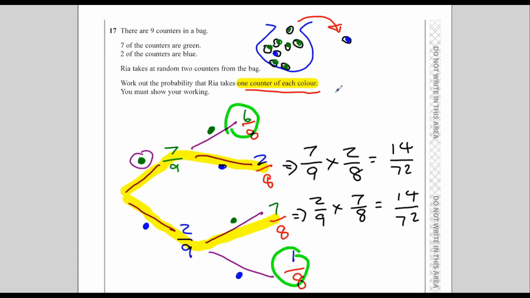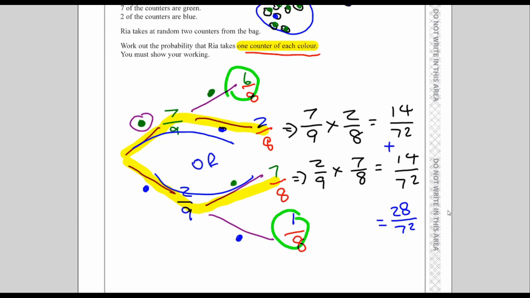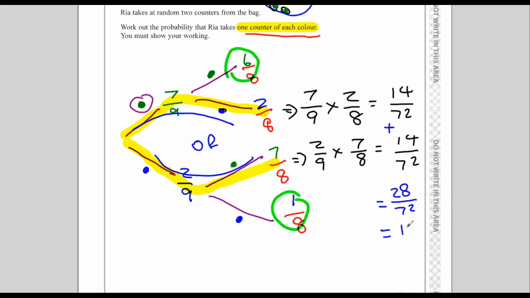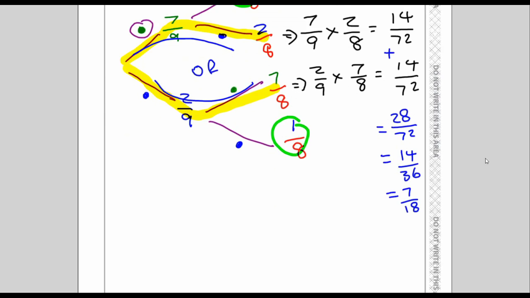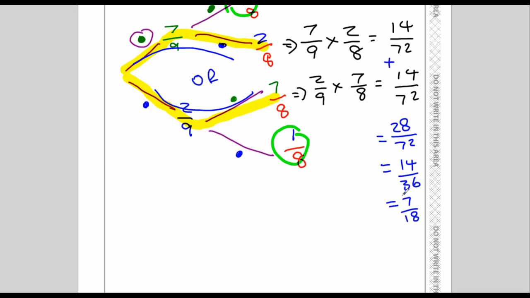Okay? Now, we can have this route or this route. So when it's or, we're going to add probabilities. So you got 14 out of 72. Add another 14 out of 72. Gives you 28 out of 72. Which is the same as 14 over 36. Which is the same as 7 over 18. Nice work. We just divided by 2 on top and bottom each side there.